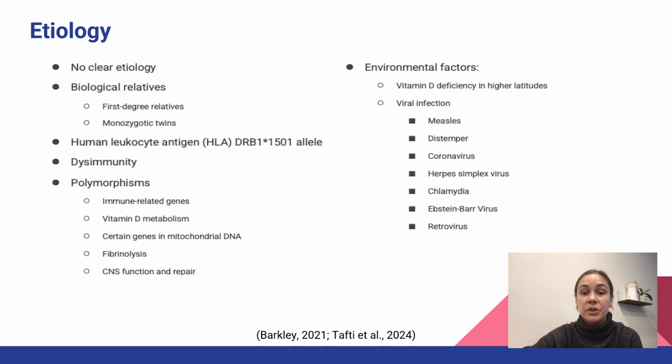For multiple sclerosis, there is no clear etiology. However, it is associated with factors such as biological relatives, including first-degree relatives and monozygotic twins. It is also associated with the human leukocyte antigen, or HLA, DRB1*1501 allele. It is associated with dysimmunity and polymorphisms, including immune-related genes, vitamin D metabolism, certain genes in the mitochondrial DNA, fibrinolysis, and CNS function and repair. Lastly, it is also associated with environmental factors such as vitamin D deficiency in higher latitudes and viral infections, including measles, distemper, coronavirus, herpes simplex virus, chlamydia, Epstein-Barr virus, and retrovirus.